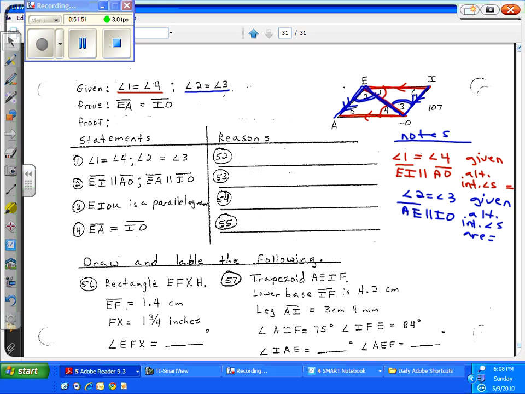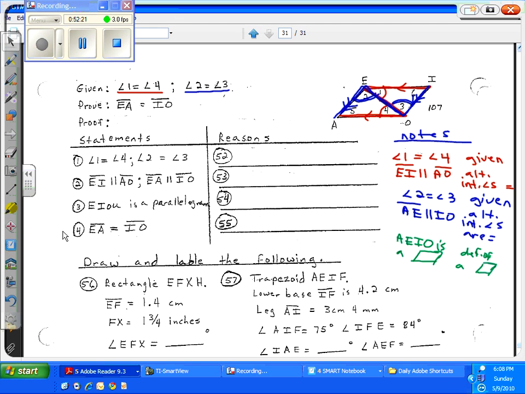And then I go, well, I know that's a parallelogram now because both pairs of opposite sides are parallel. So I can quickly conclude that AEIO is a parallelogram because both pairs of opposite sides are parallel, which is the definition of a parallelogram.